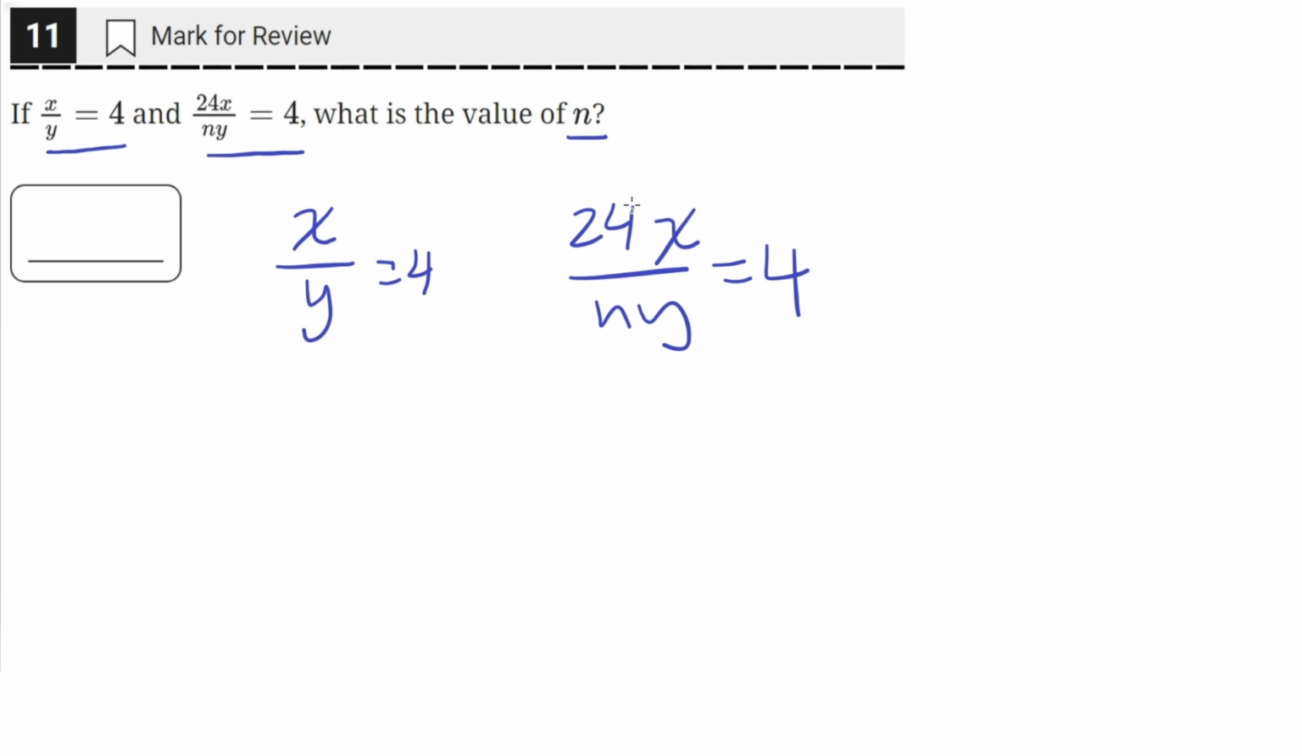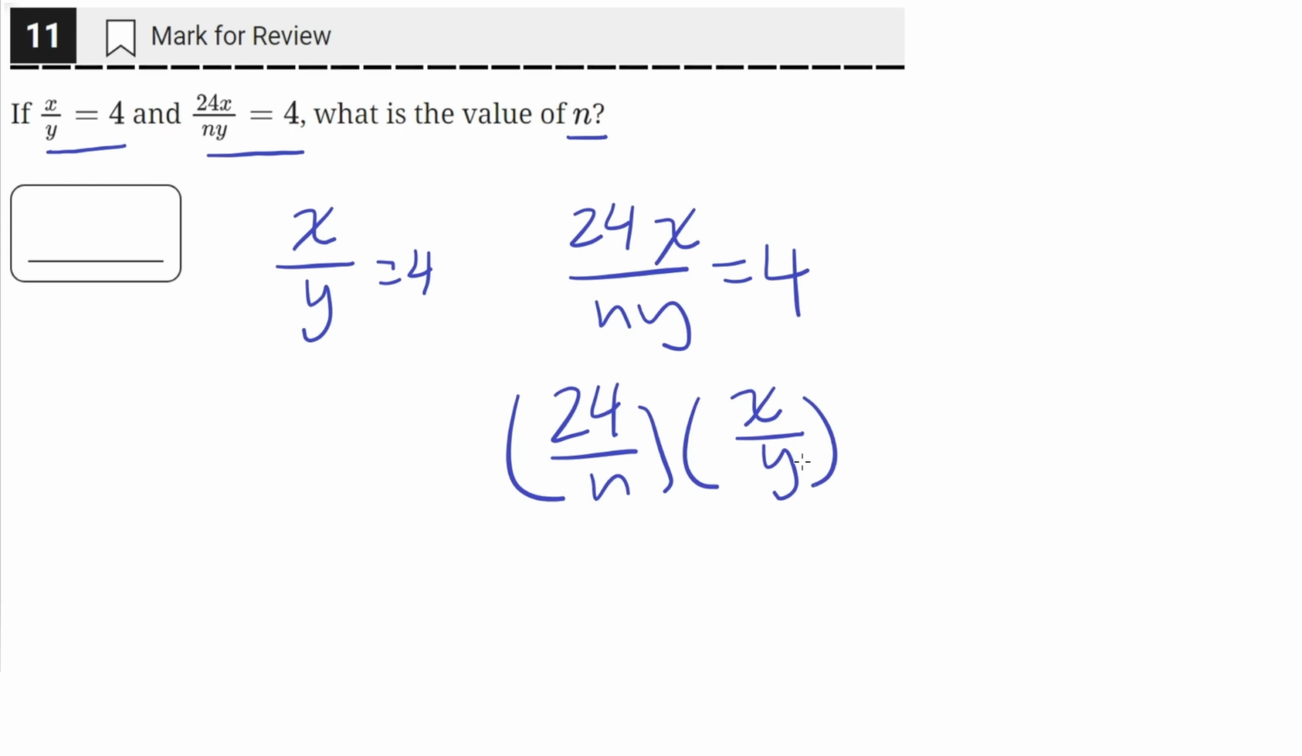Okay, so using the second equation, we can rewrite this as 24 over n multiplied with x over y. So I just took this x over y out and put them into two separate multiplying terms. And this will still be equal to 4. Okay, so now this x over y, the first equation tells us that x over y is equal to 4. So let's substitute that in. So now we'll be left with 24 over n times 4 is equal to 4. X over y is just 4.